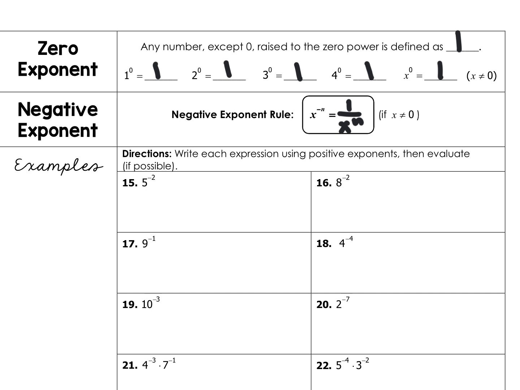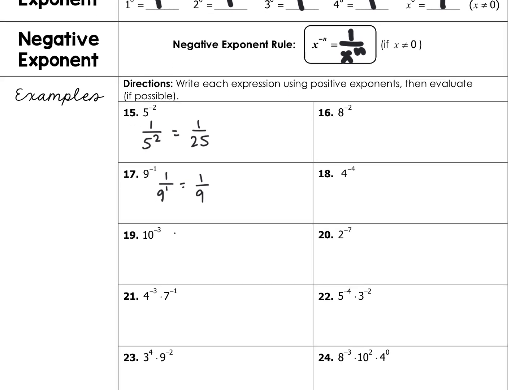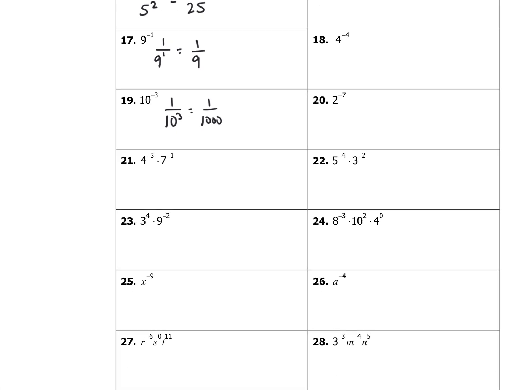So let's look at a couple of examples. If I have 5 to the negative second power, that really means 1 over 5 to the second power, which is the same as 1 over 25. 9 to the negative 1 is going to be 1 over 9 to the first, which is really just 1 over 9. 10 to the negative third power becomes 1 over 10 to the third, which is 1 over 1,000. Not going to go through all of these, but just giving you an example.